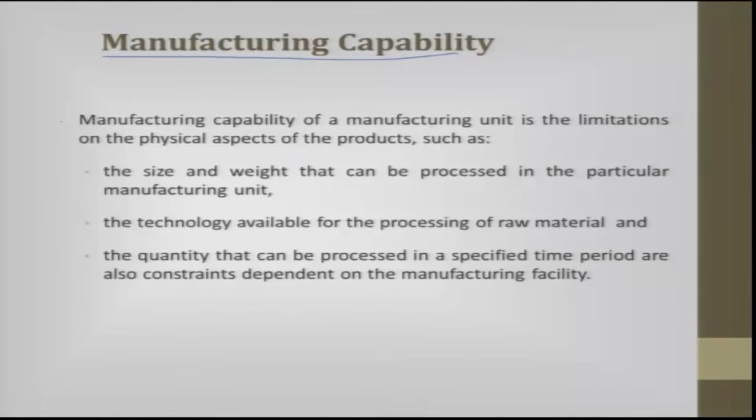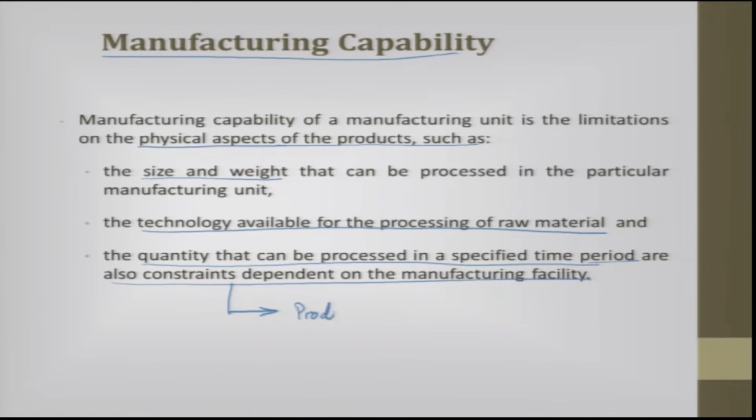The manufacturing capability of a manufacturing unit is the limitation of the physical aspect of the product, such as the size and weight it can handle, the technology available for processing raw material, and the quantity that can be processed in a specific period of time, which are also constrained depending upon the manufacturing facilities. That means how many products can I produce in 1 hour? That is the quantity.